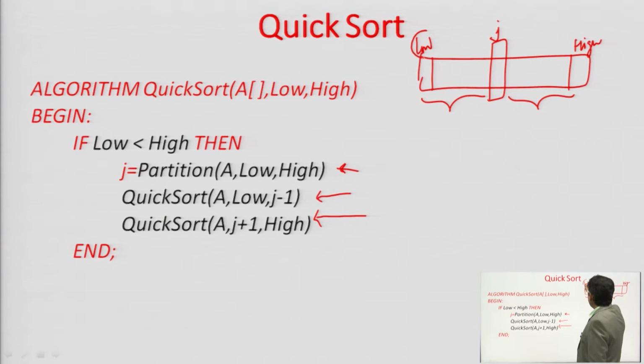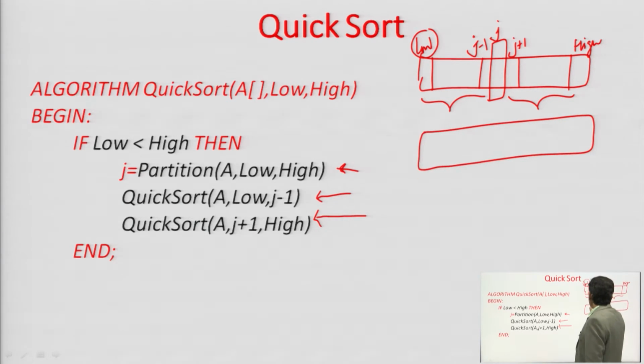The smallest index on the left-hand part is low, and the largest index on the left part will be j minus 1. Similarly, the smallest index on the right part will be j plus 1, and the largest index on the right-hand side will be high. Let us take a numerical example. Say we have been given an array which starts from index 1 and goes up to 10, so the smallest index low is 1 and the highest index high is 10.